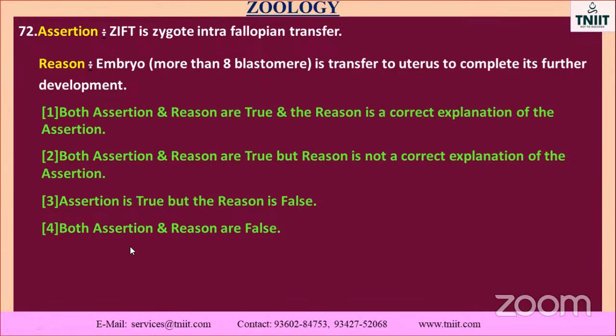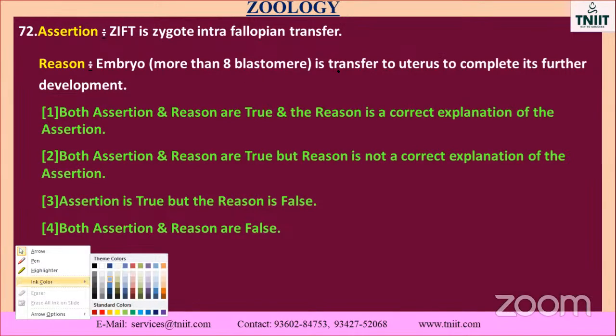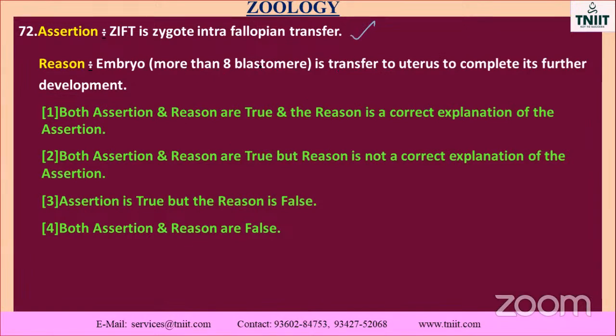Okay, correct only. Okay, made it. Correct, this one is the correct one. Embryo more than 8 blastomeres is transferred to the uterus to complete its further development. Okay, but it is not a correct one. So the option is which one?